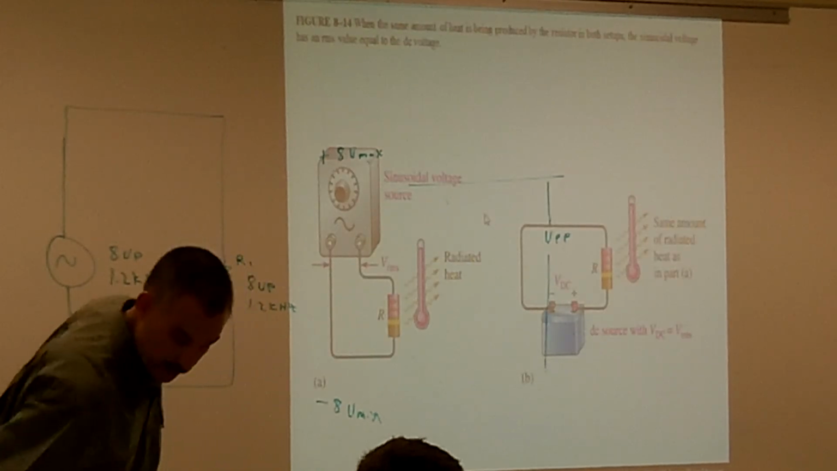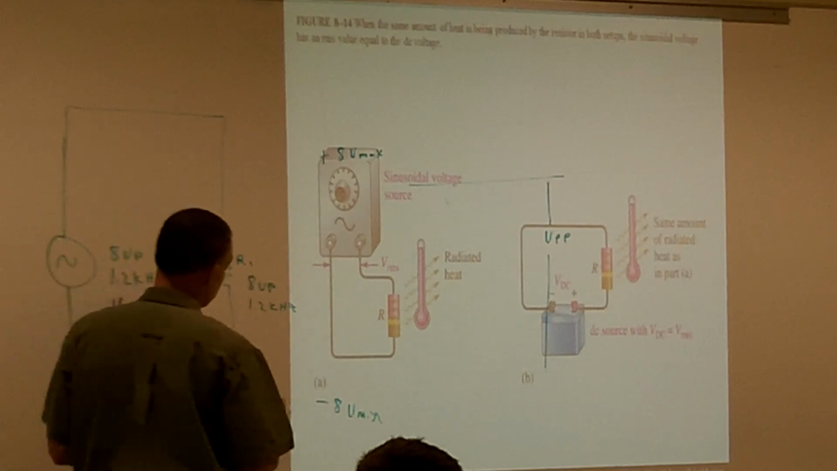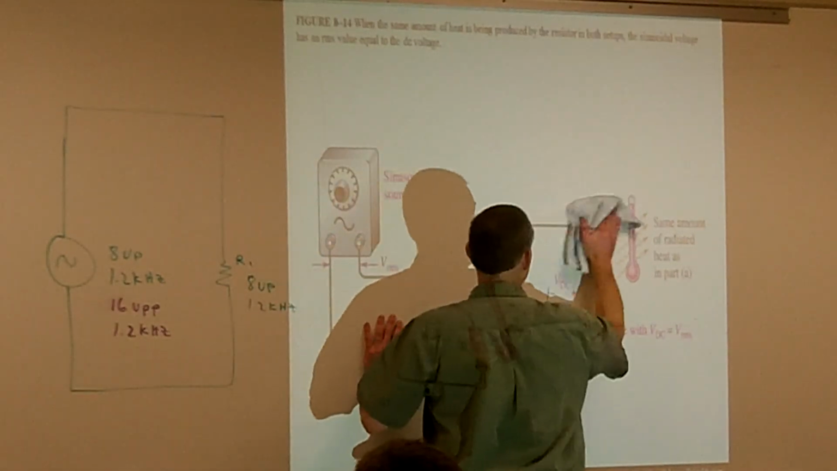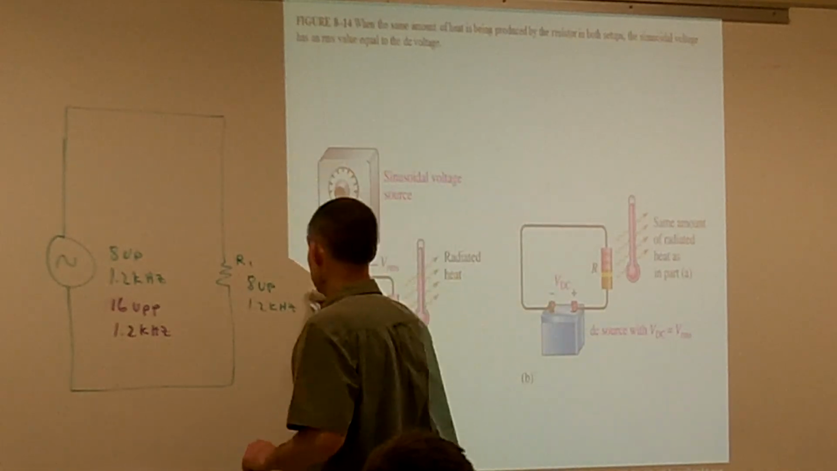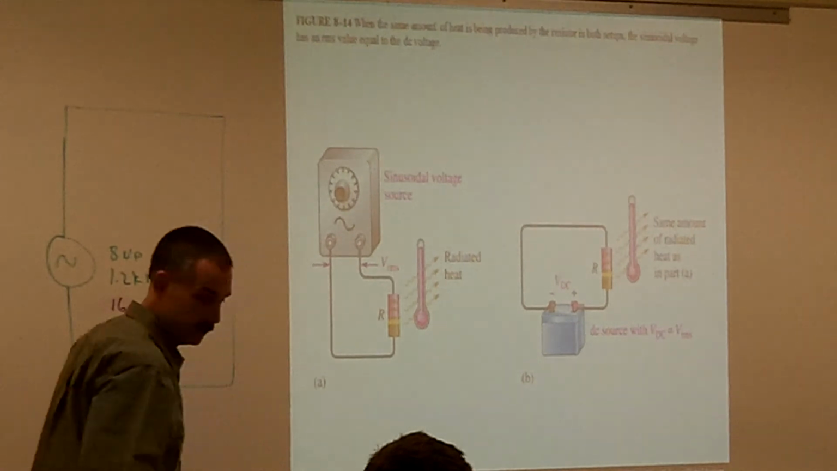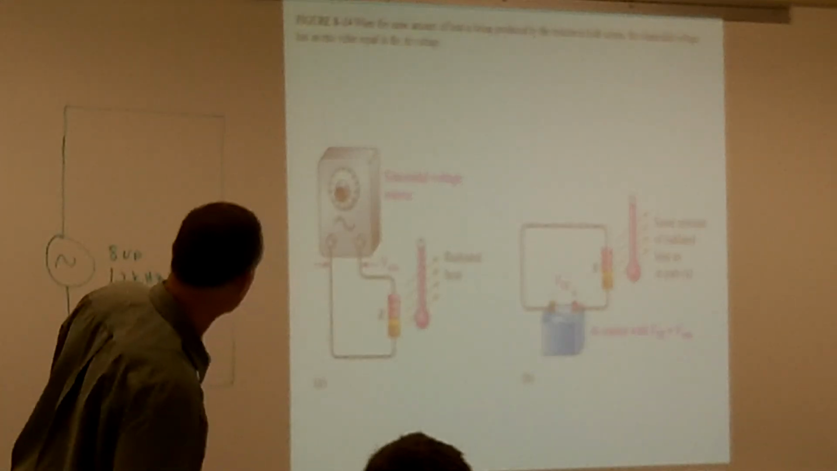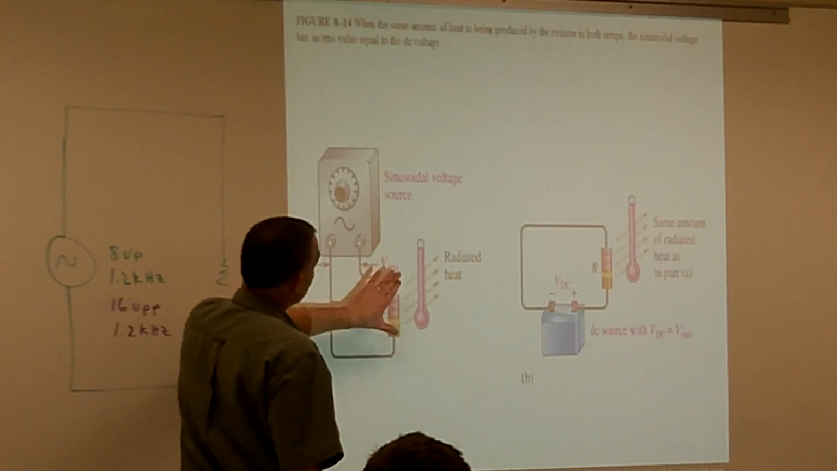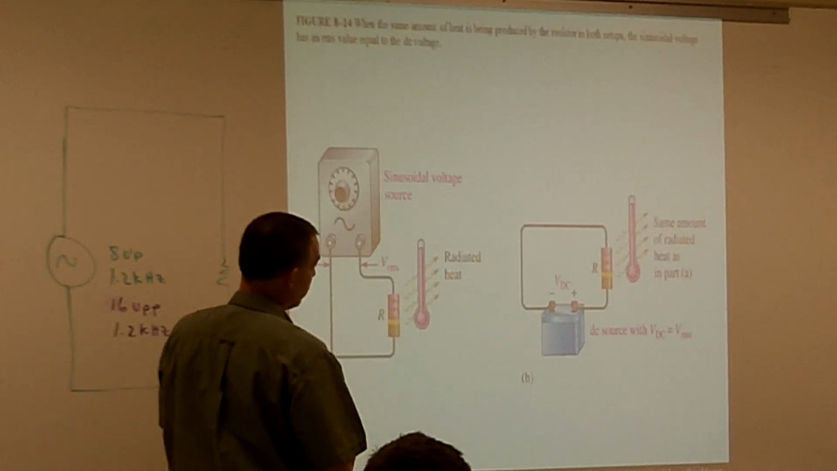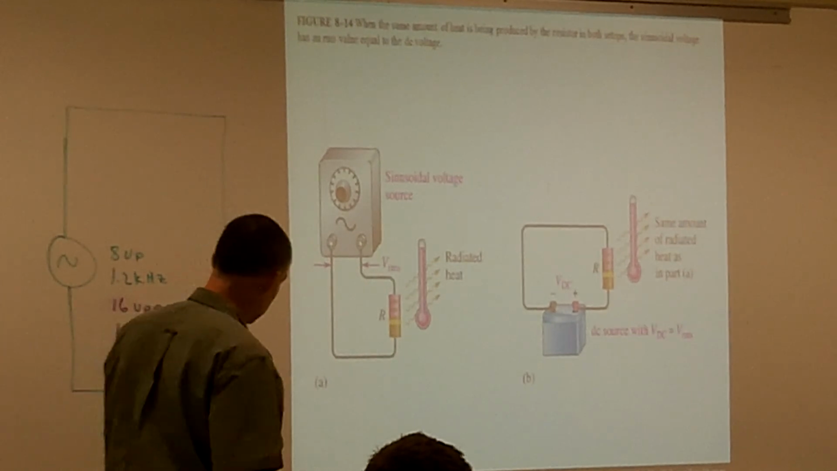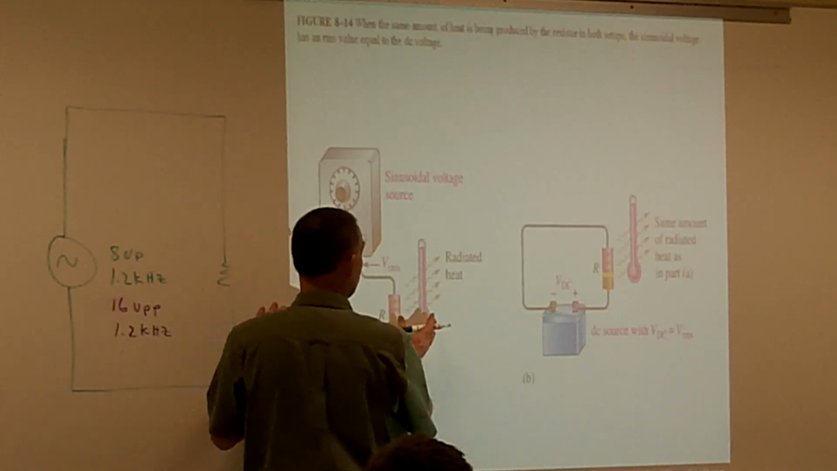So the RMS value is another unit that we can use to classify our signal. For example, the RMS value is the heating effect of a resistor. We'll use our common AC voltage of 120 volts.